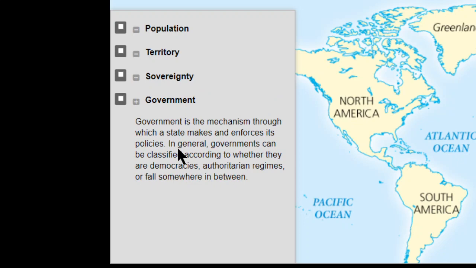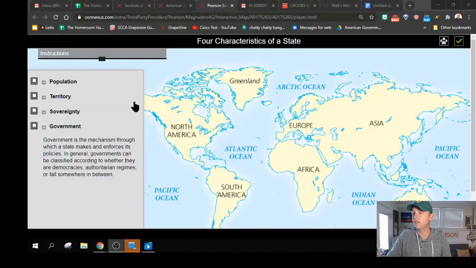And then you have the government. A government is the mechanism through which a state makes and enforces its policies. In general, governments can be classified according to whether they are democracies, authoritarian regimes, or fall somewhere in the middle. Democracies, the people vote on the rules and laws, or they vote on people who vote on the rules and laws. And an authoritarian regime is where some guy takes over, or some lady takes over, occasionally, and makes everything go to whatever they want to happen. All right, there we go.